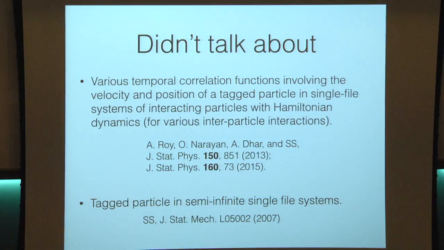I didn't talk about some earlier work we had been doing. For example, we also looked at various tagged particle correlations for Hamiltonian systems. These are a few papers, and if you are interested, you can talk to me or look at them. In this case, we are interested in a bulk property. We have an infinite system, and we look at the tagged particle in the bulk and ask what the large deviation properties of this object are.